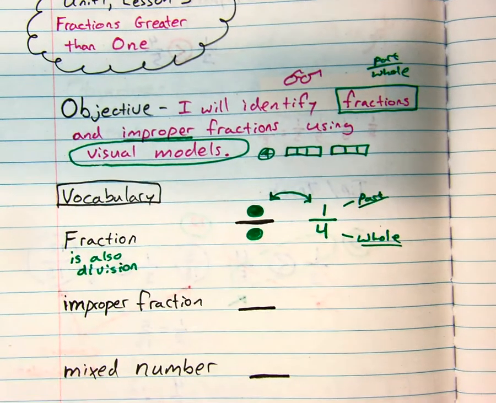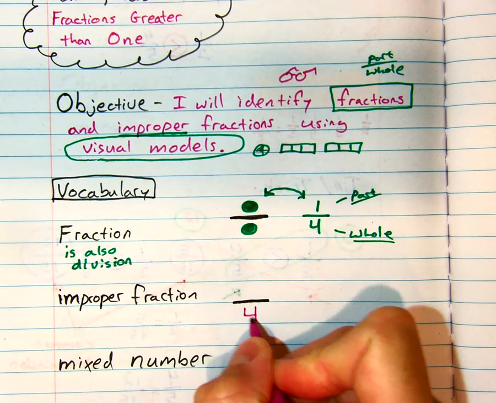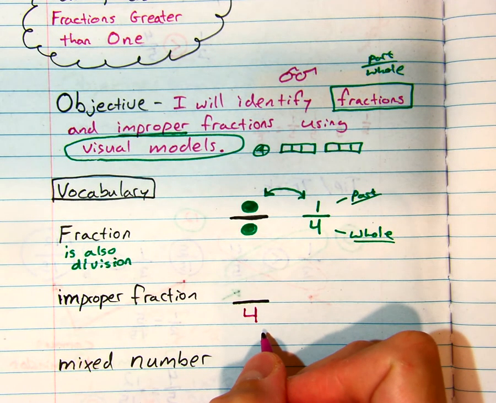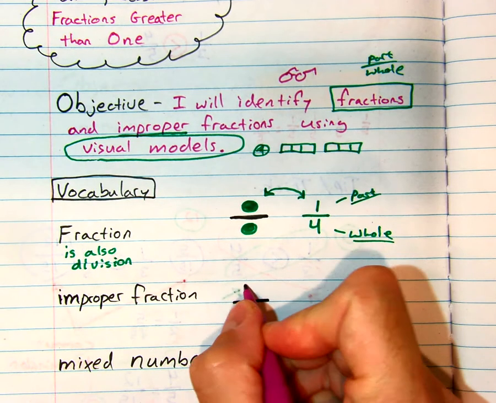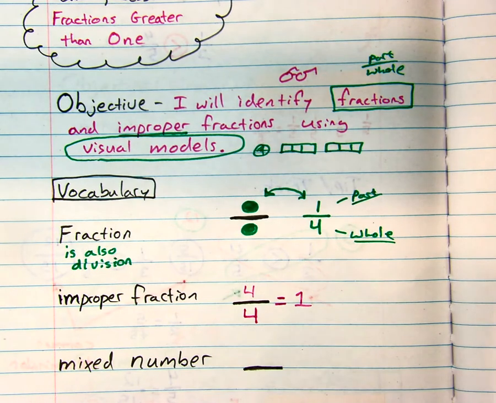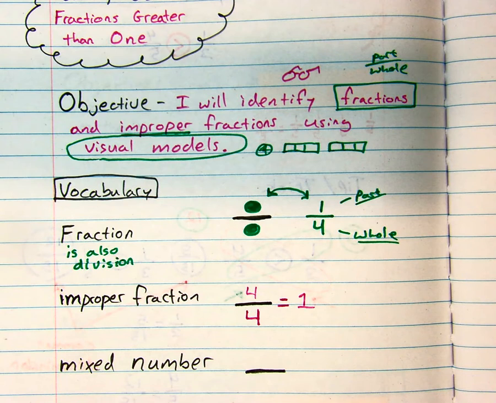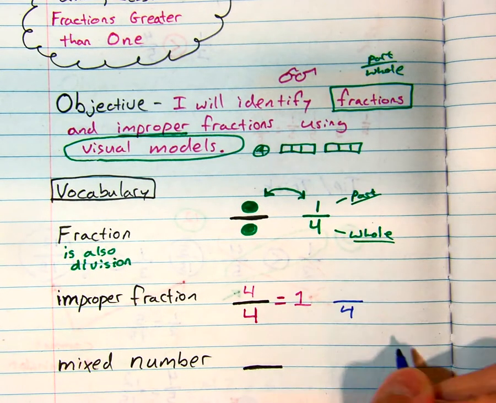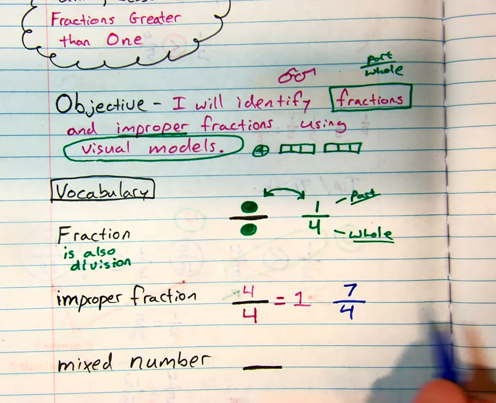Let's zoom out a little bit. An improper fraction, I'm going to stick with the same denominator. So the total amount would be 4. So if we had one whole, it would be 4 over 4. So 4 over 4 equals 1 whole. This is not an improper fraction. Now, what we want to talk about is what happens when the number above, let's go with 7, is greater than the total. This is the improper fraction.